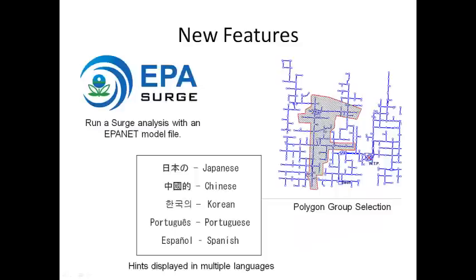Other new features include the ability to run a basic surge analysis using an EPANET model file with a simple wizard-like setup menu. This is available in both the classic and KYnetic interfaces. The ability to select a group of pipes and nodes using a polygon area is a feature of the KYnetic interface, as well as the ability to display all pop-up hints in the various languages shown here.